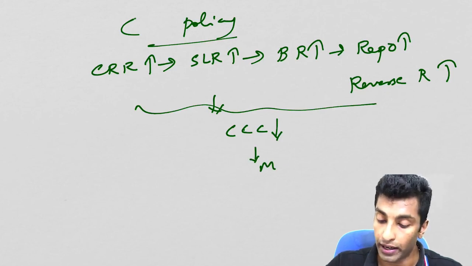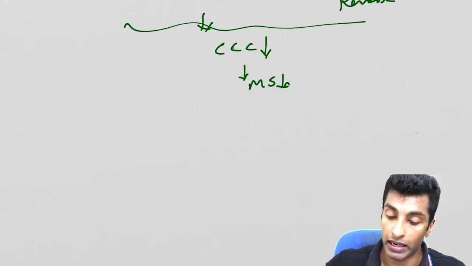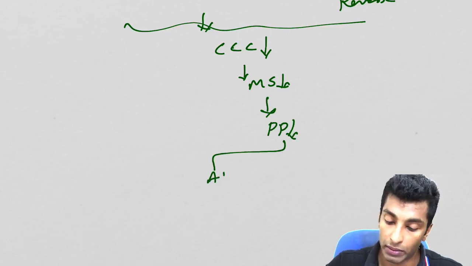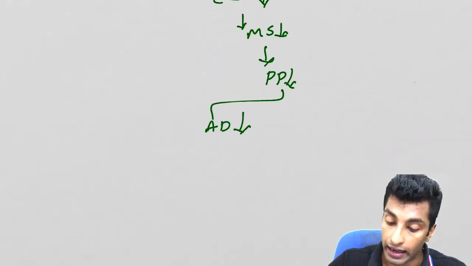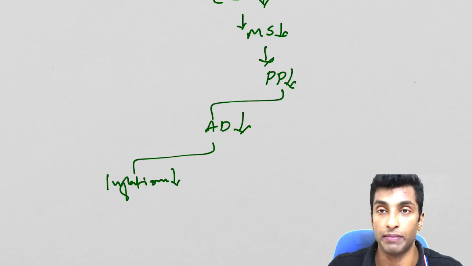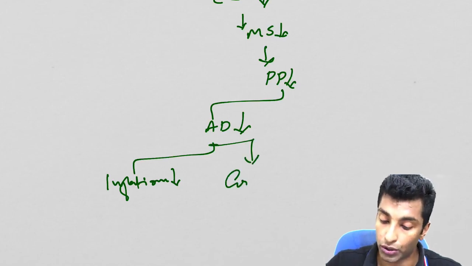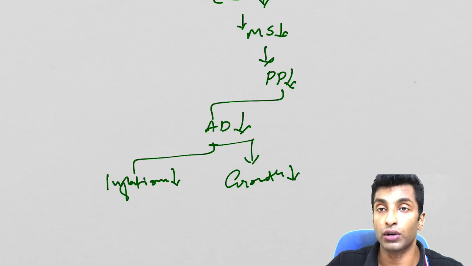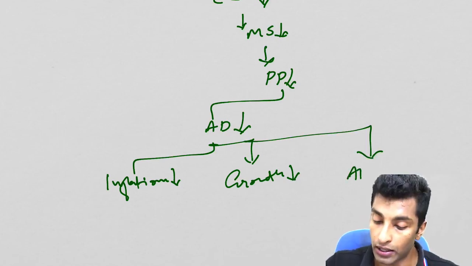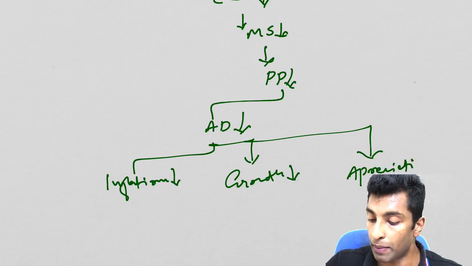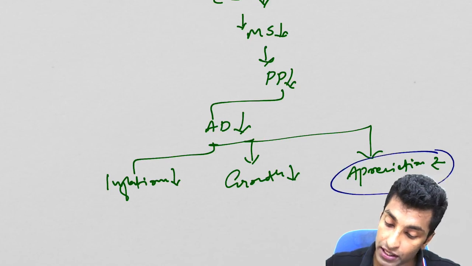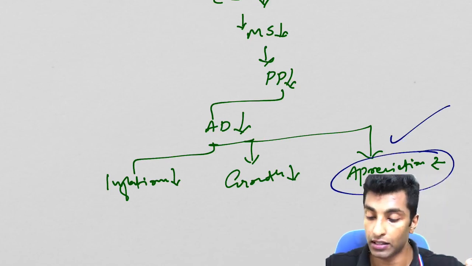So that leads to decrease in money supply. So when money supply decreases, what will happen? Purchasing power will come down. So purchasing power coming down means aggregate demand will come down. Aggregate demand coming down means inflation comes down because demand is not there. So it also affects the growth. Growth also comes down. Now what does it lead to? Money supply is less means demand for dollar will come down. So appreciation of rupee.